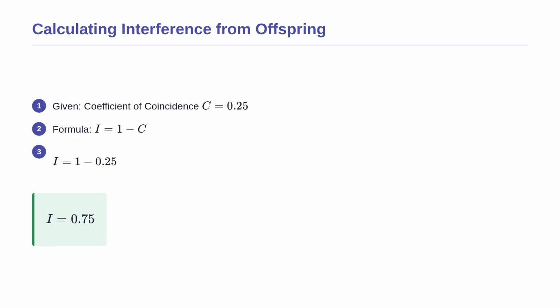Now that we have our coefficient of coincidence, let us find the total interference for this chromosome region. We take the maximum possible interference, represented by the number 1, and subtract our calculated coefficient, which is 0.25. This simple subtraction gives us a final interference value of 0.75. Physically, this final answer means that 75% of the expected double crossovers were suppressed or blocked by the occurrence of the first crossover in that region. This proves that a strong physical blocking effect is taking place on this specific chromosome.